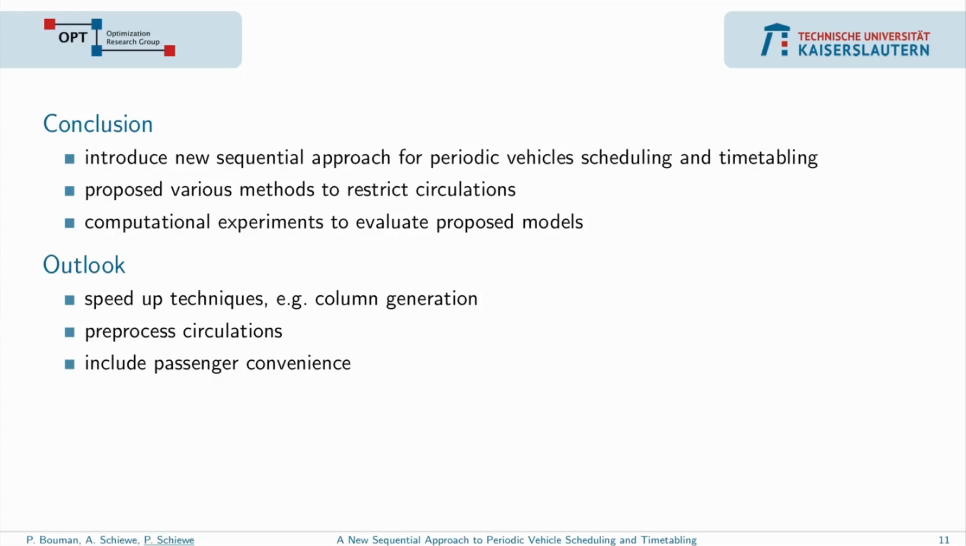We would like to look at speed-up techniques for our models, especially by integrating the circulation creation into the model, for example by a column generation approach, as the circulation creation for larger values of beta actually is rather time consuming and especially memory consuming. Another idea would be to pre-process the circulations and to only look at ones which are actually promising for the vehicle scheduling and timetabling stage. And we also would like to include passenger convenience as a second objective, in addition to operational costs. And that's it for today.